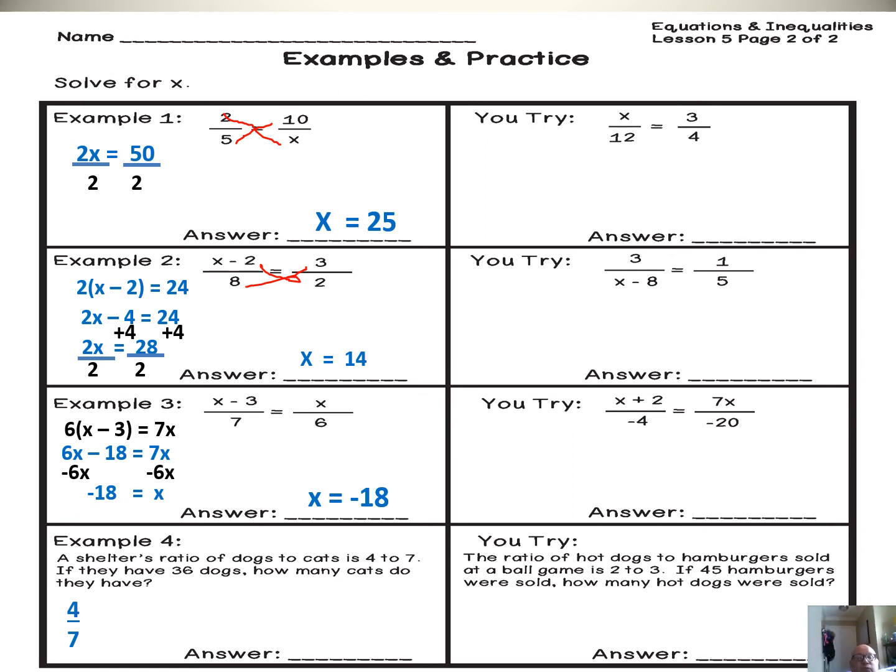So if the shelter has 36 dogs, so it's dogs to cats. Dogs are the numbers on top. So it's the same as saying 36 dogs divided by so many cats. So 4 dogs divided by 7 cats is the same as 36 dogs divided by some number of cats. It's just a solvable thing. So you just solve. 4c equal 252 because 36 times 7. Done. Boom. Boom. And holla.